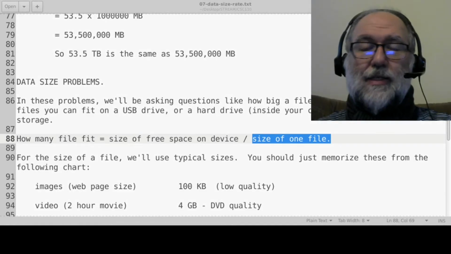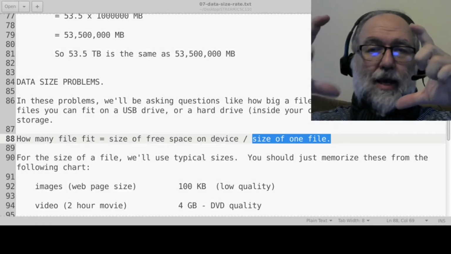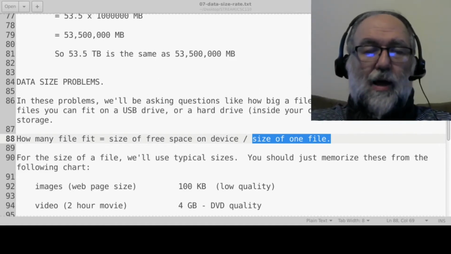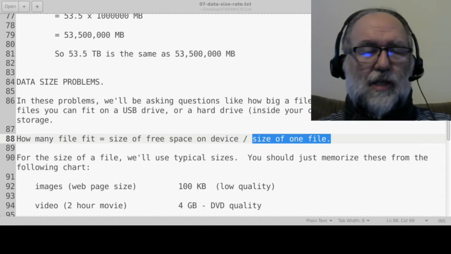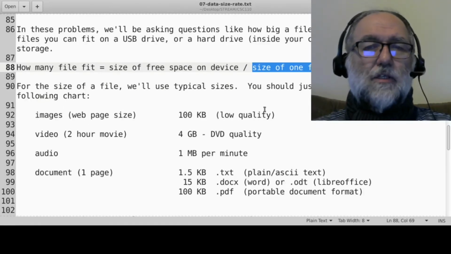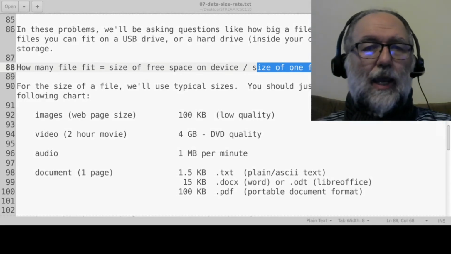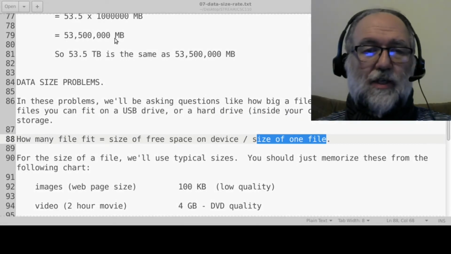So it's kind of like a pie problem. You've got a pie, and you want to say how many slices of a particular size can I get out of this pie? That's the kind of question. I think it's pretty intuitive. Now, to answer this question, you've got to know the sizes of files.